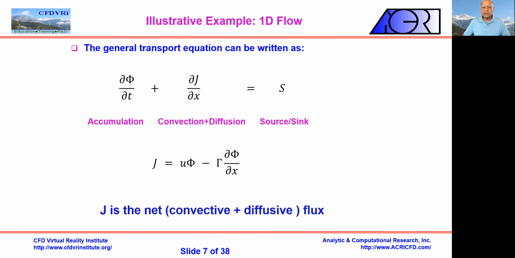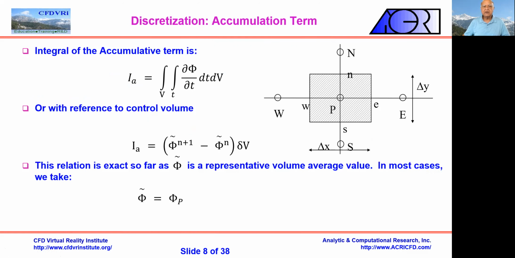Now, for 1D, the general transport equation can be simplified to say d phi by dt plus dJ by dx, change in flux, is equal to S, where J is equal to u phi minus gamma d phi by dx, right? This is the flux that we have to define, right? So the convective plus diffusive is the net flux. Now, let's integrate over this control volume, which is basically saying, let's do the balance of this property for this volume. So the accumulation term is basically d phi by dt times delta t times delta V.